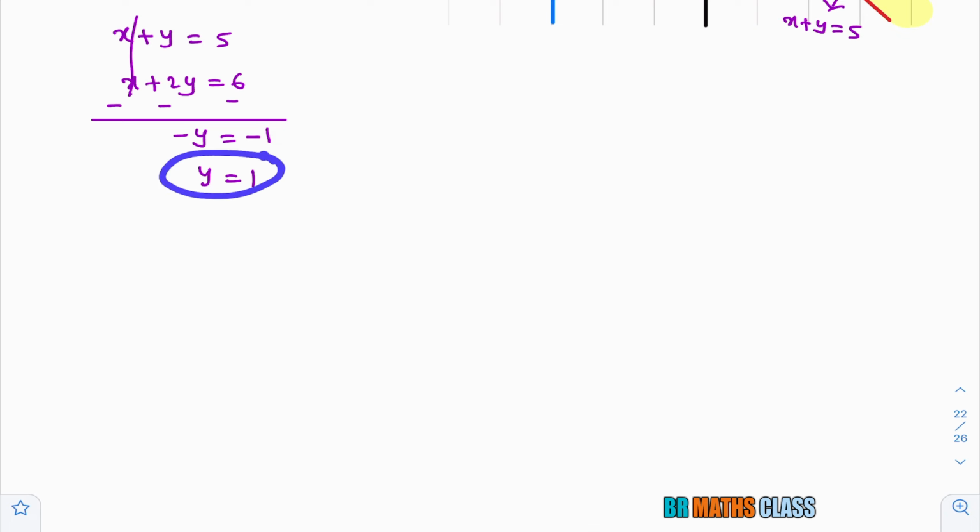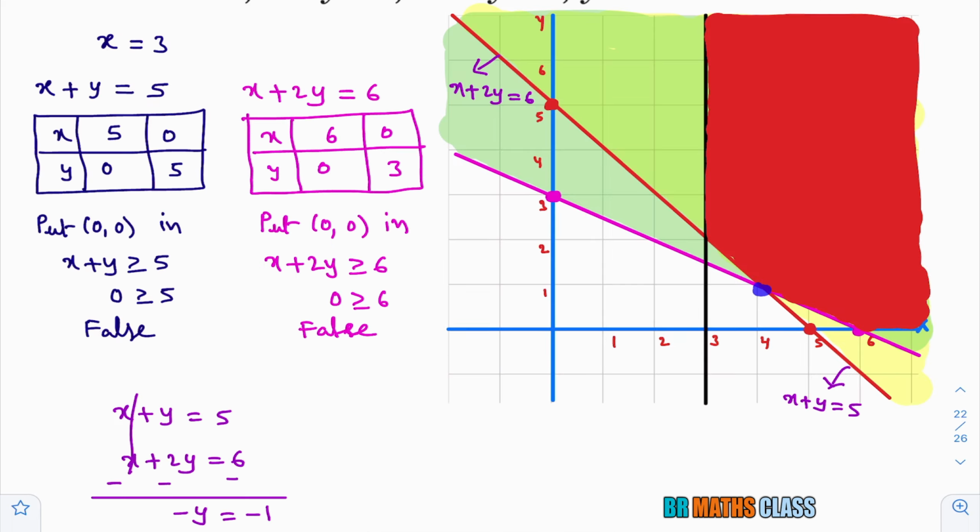Now what will you do? Y equal to 1, you substitute in this equation, then you will get x. X plus 1 equal to 5, x equal to 4. So what is the point you got? You got the point x comma y. What is x comma y? X comma y is 4 comma 1. We got this point. This point is 4 comma 1.